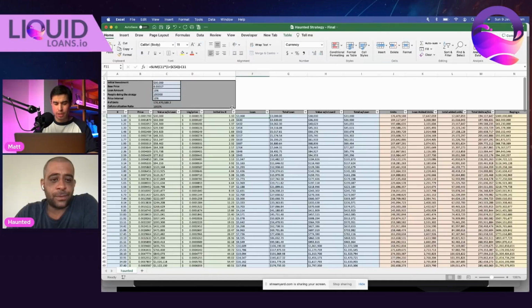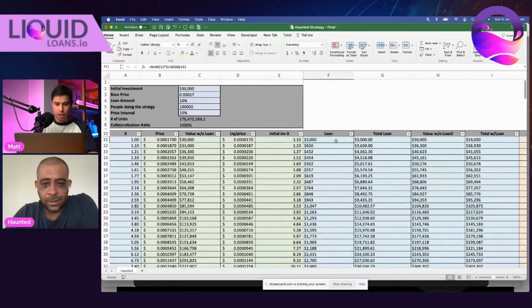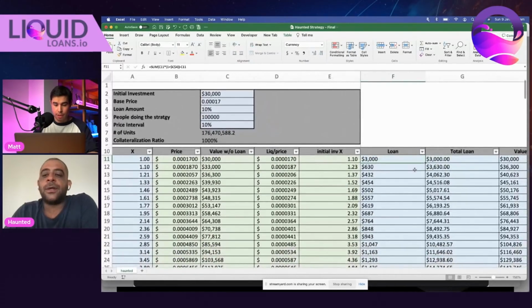Pretty much, if you look here, for a 10% loan of a. Can you zoom in a little bit so we can just see? Is that possible? Is that better? There you go.